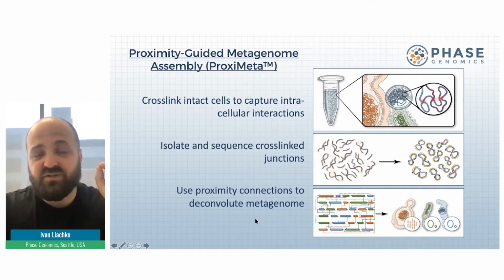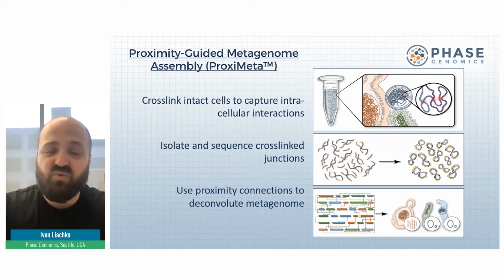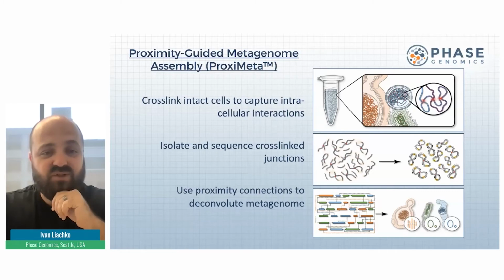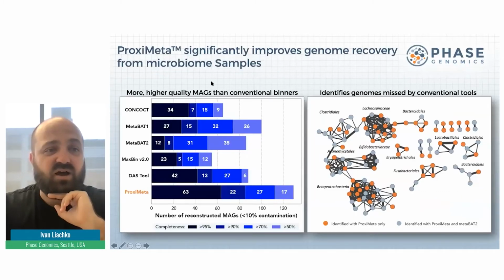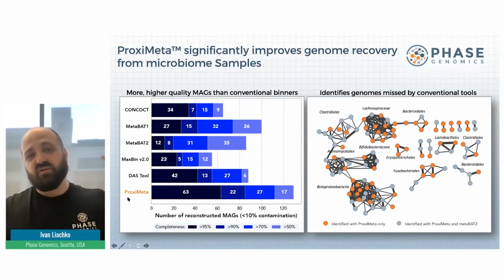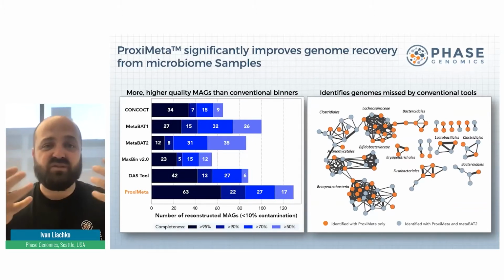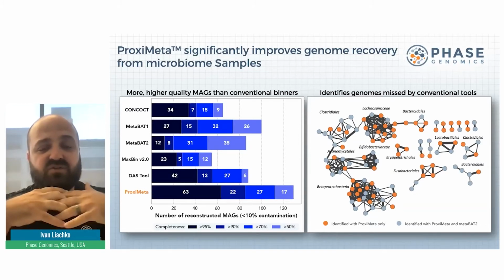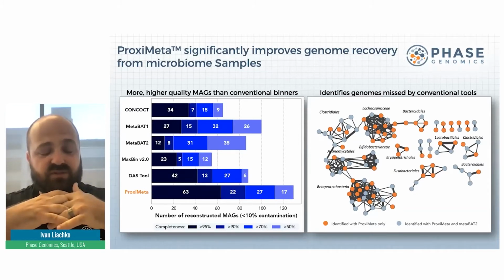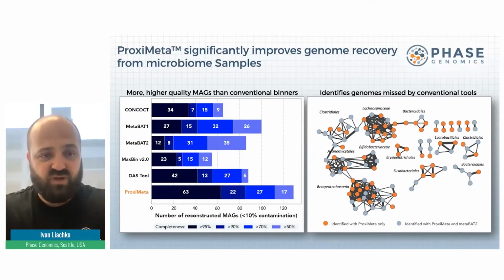And here's the rest of the talk. I'm going to show you examples of what sorts of things we've published and some unpublished, and what other cool things we can do with it. First of all, our binner, Proximeta, takes both normal binning methods and Hi-C binning methods, puts them together, and tries to get the best of both worlds from these assemblies. As such, it is basically guaranteed to outperform any other tool.